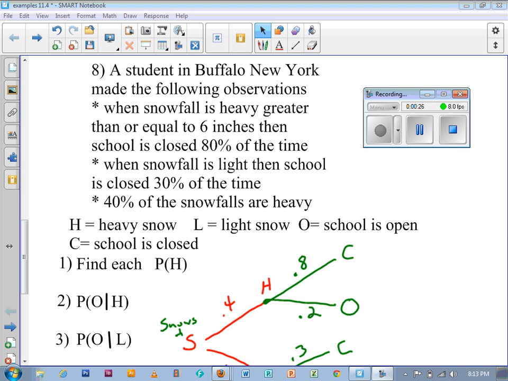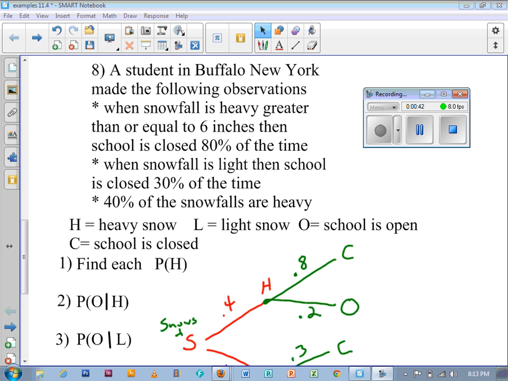In this particular video, what we're going to do is, again, more work with conditional probability, but this time we're going to use a little different strategy. It's called a tree diagram to help us visualize the problem. So the first step is to actually read the problem, number 8.